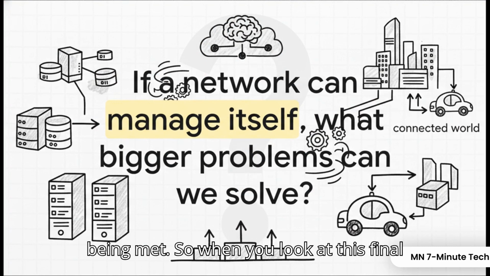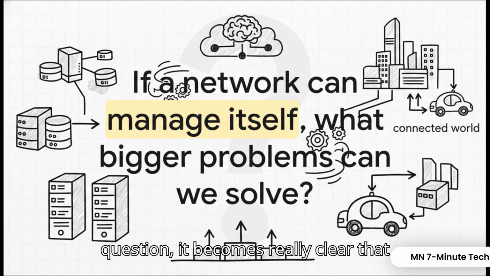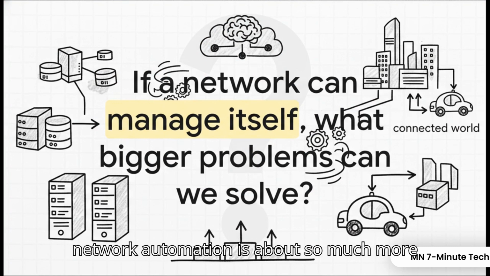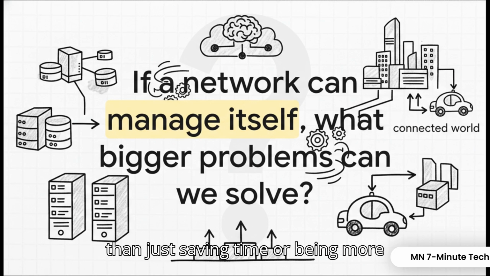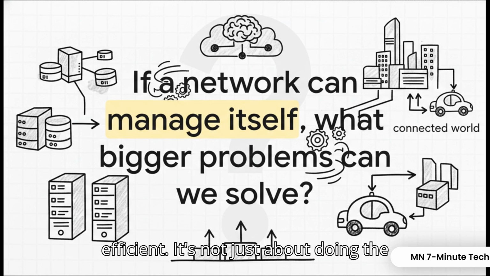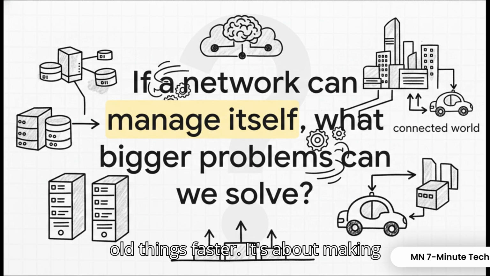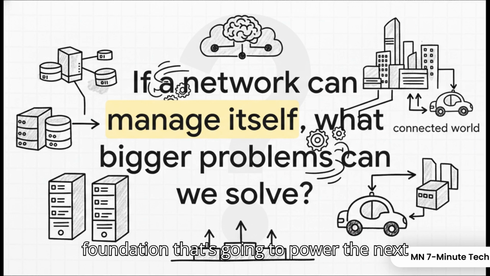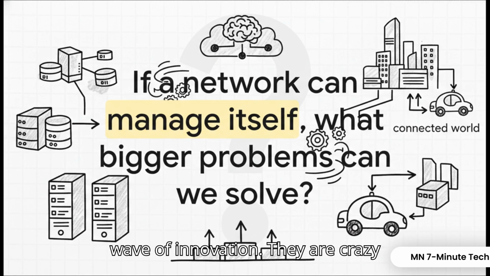So when you look at this final question, it becomes really clear that network automation is about so much more than just saving time or being more efficient. It's not just about doing the old things faster, it's about making entirely new things possible. We're building an intelligent, self-healing foundation that's going to power the next wave of innovation in our crazy, connected world.